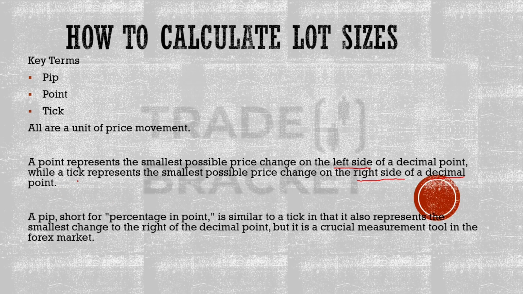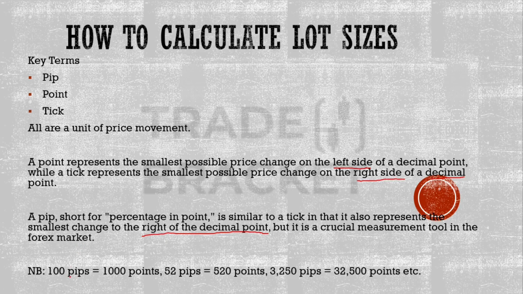Alright, so now let's talk about a pip. A pip, short for percentage in point, is similar to a tick in that it also represents the smallest change on the right side of a decimal place, but it is a crucial measurement tool in the forex market.